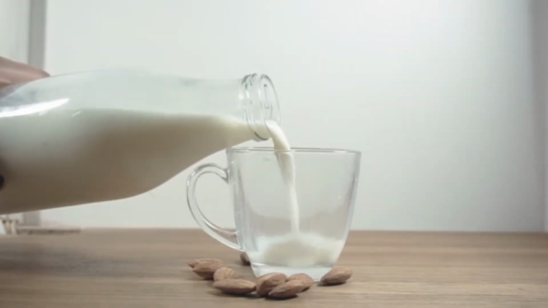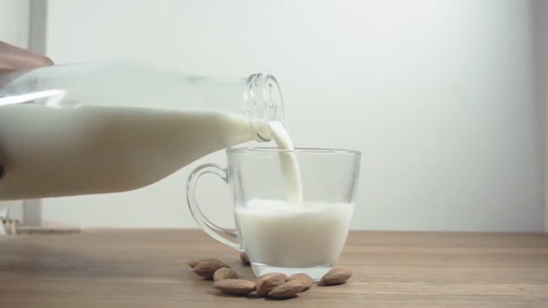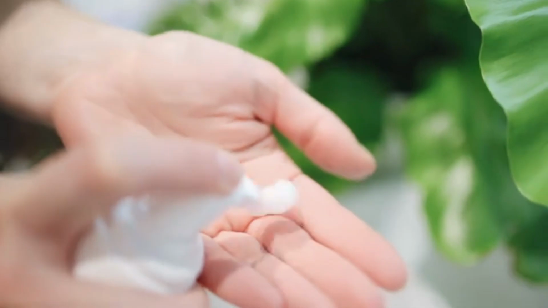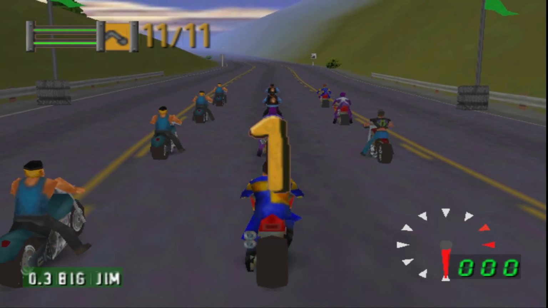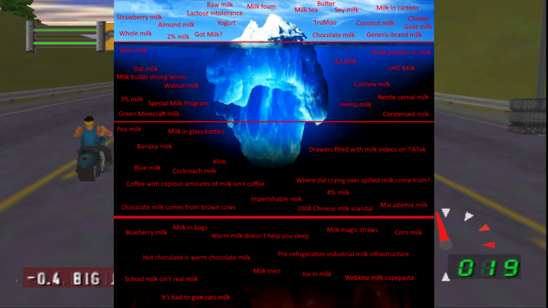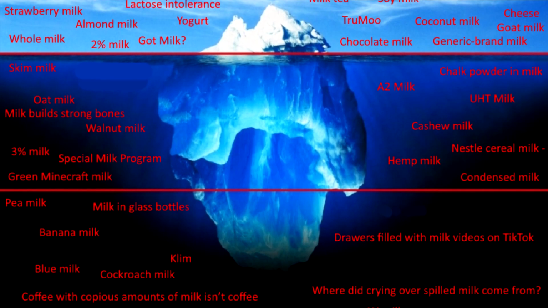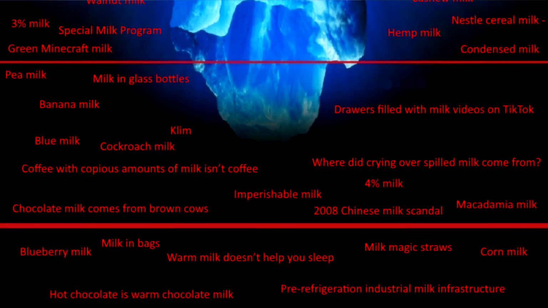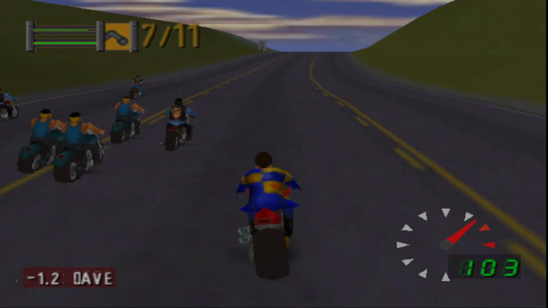From cockroach milk to green Minecraft milk, there are tons of different varieties of milk that are popular all over the world, used for drinking, baking, and even skincare. Today, I'm going to be explaining the milk iceberg, where I'll be covering several different types of milk, as well as most things related to milk itself and its history. With all that said, let's get into the milk iceberg explained.